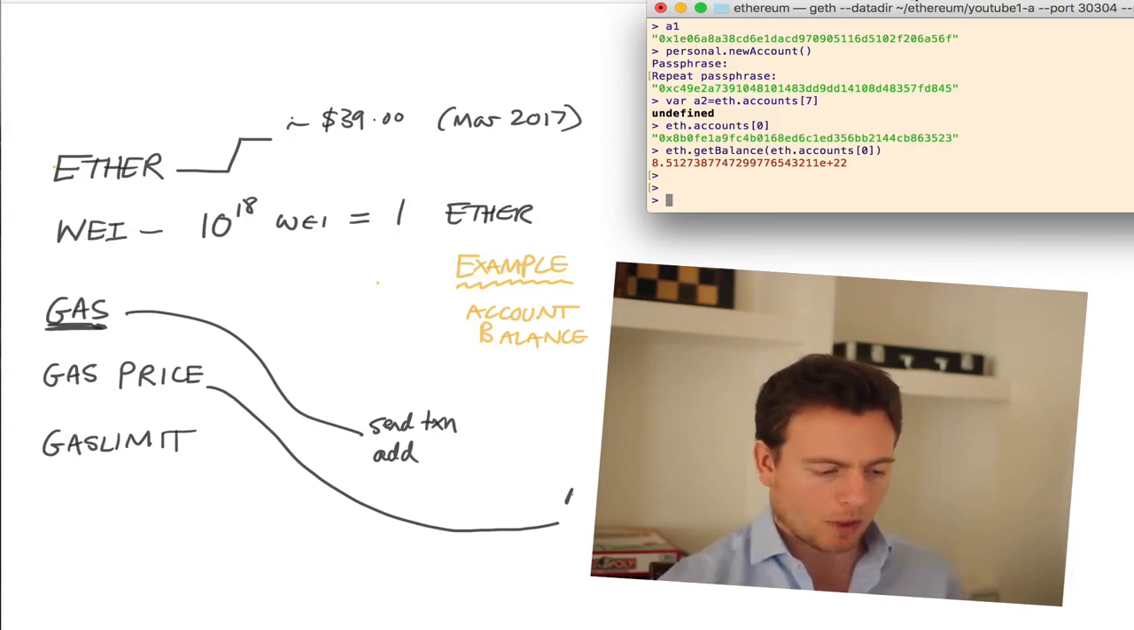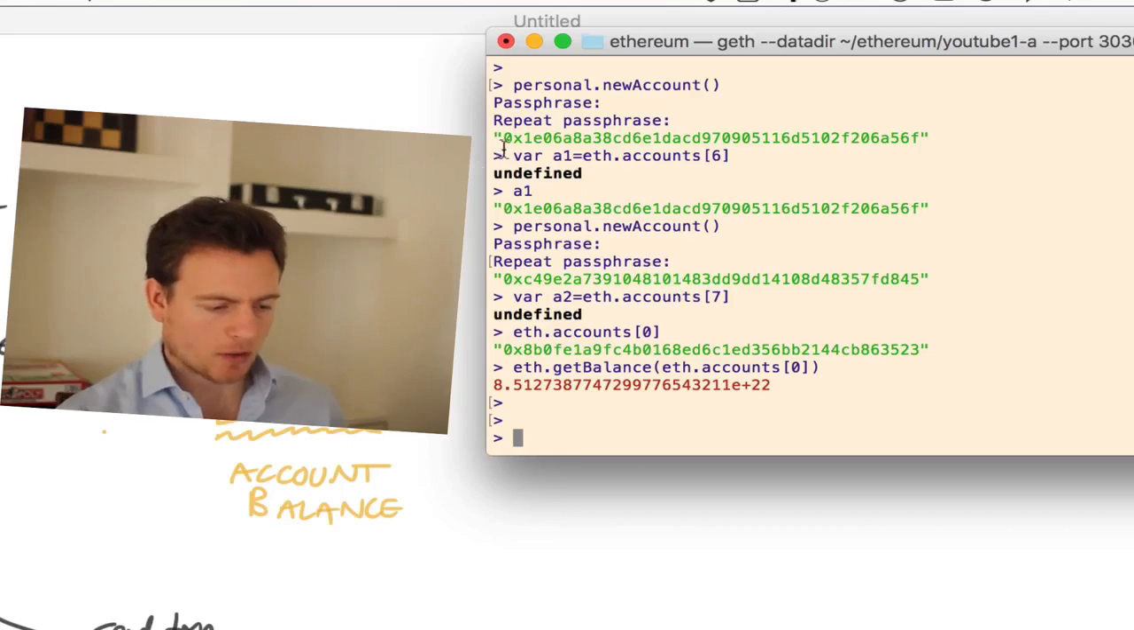So I'm just going to play around here. Hopefully you can follow along and it'll make sense, right? So the first thing I've done is I've created 2 new accounts on this node using the personal new account. I've assigned passphrases to them, and I have defined variables in the window, A1 account 1 and A2 account 2, to represent the new accounts, right?